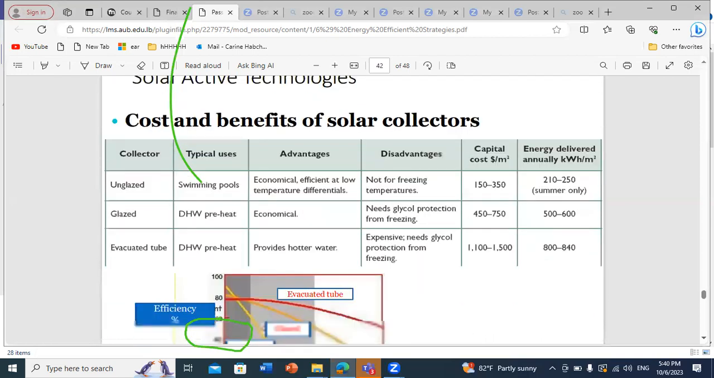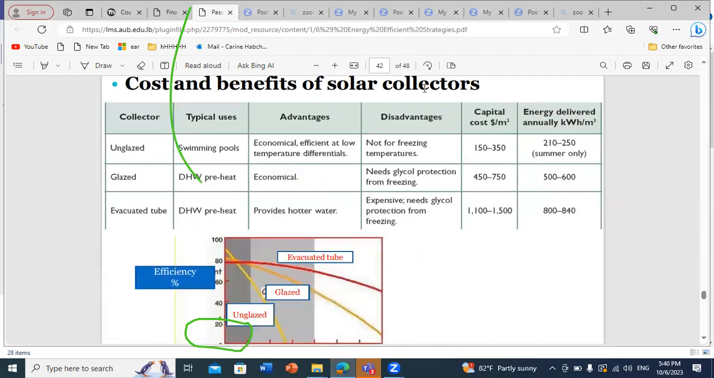So here we can summarize the different types that we discussed together. The different types of collectors using solar energy are the unglazed one, which is the less efficient one, but on the other hand, it's characterized by a much lower cost. The glazed one is the intermediate one with higher heating load compared to the unglazed one, but the evacuated tube will represent the best performance.